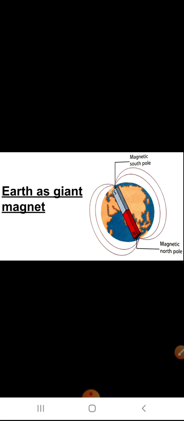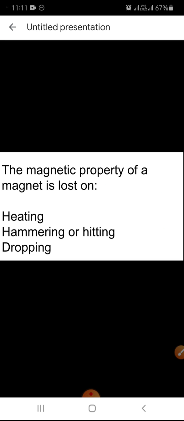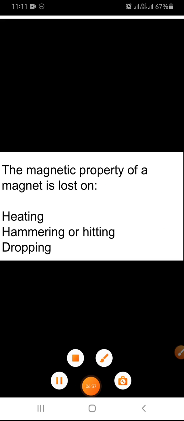So we can say that the magnetism of the earth is probably due to the movement of molten iron at the earth's core. As we all know, inside the earth's core, iron is there, in a molten state. So this magnetism of earth is due to the iron inside the earth's core.